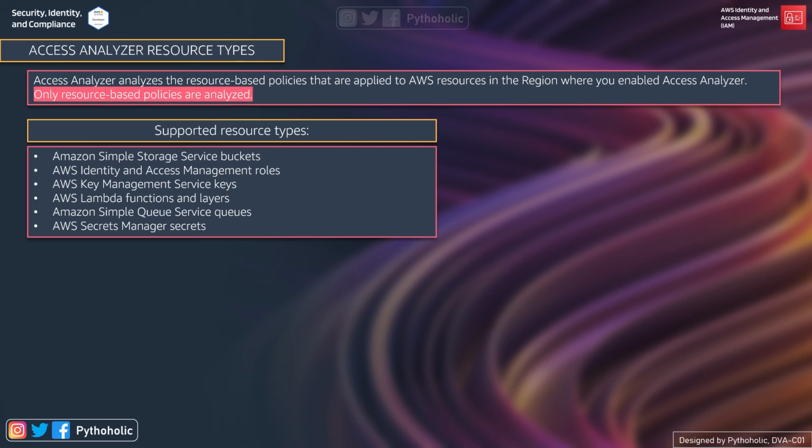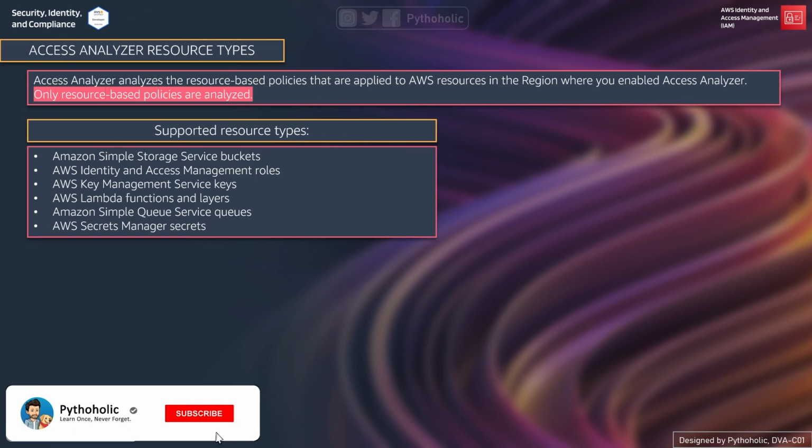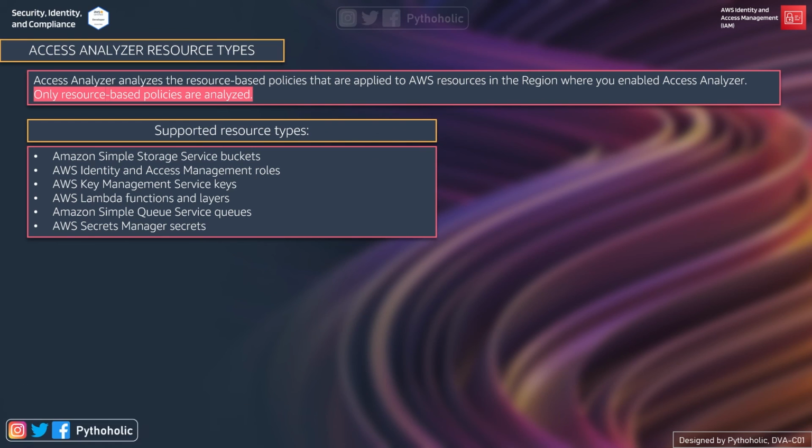So you might be thinking like, what are the services that could be used here or supported here? So here we have a list of resource types that are actually supported. So the first one is Amazon Simple Storage Service Bucket, that is the S3 buckets. We have AWS Identity and Access Management roles. We have AWS Key Management Service or KMS. We have Lambda functions and layers and SQS queues and AWS Secrets Manager secrets. So these are the supported resource types. And I hope you got the point here.